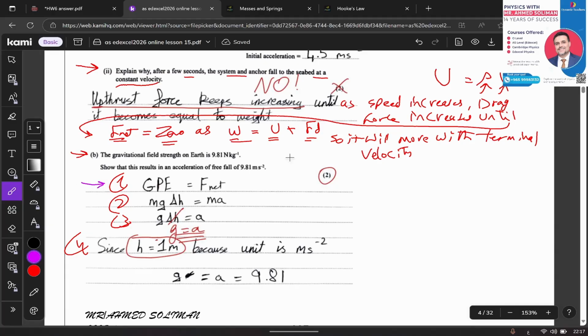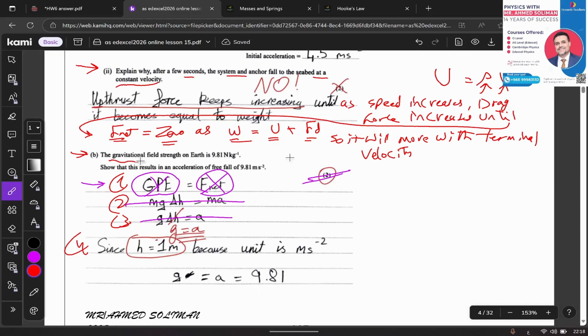So is 1 correct or not correct? Not correct. Explain why. Because GPE is energy while F net is a force. Is energy equal to force? No. So now this is incorrect. So this is why it must be wrong. All of this is wrong. Okay. So now, what is the correct answer, Mirula? What do you think?